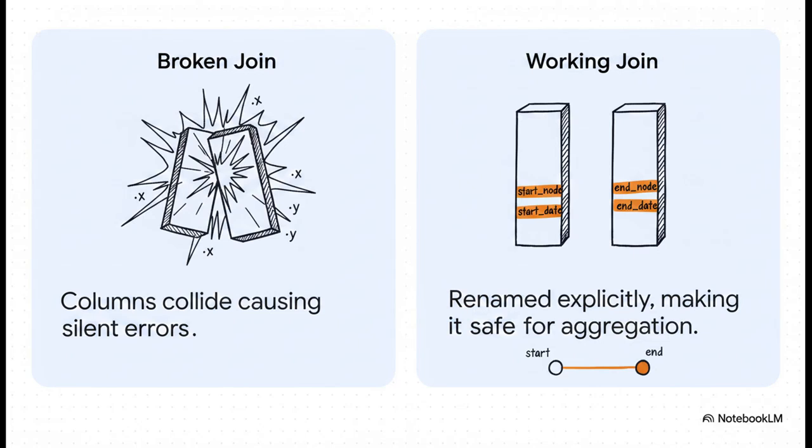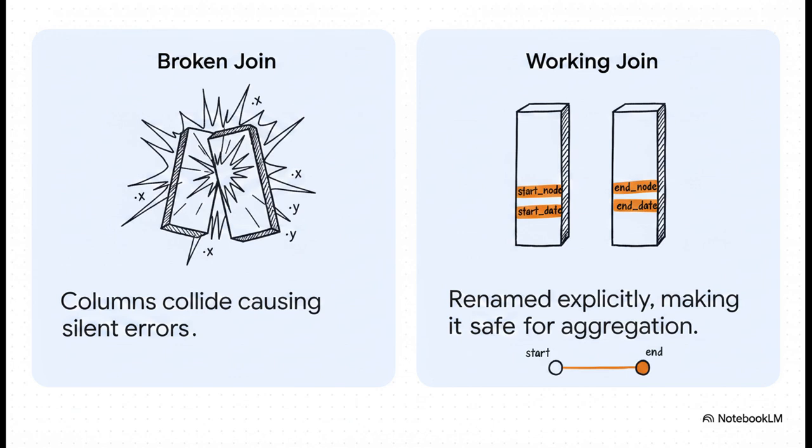But before you write a single line of that code, we need to dismantle one massive misconception. If you join the node table twice without renaming your columns, you get a broken join. The columns collide. R or Python will automatically force a lazy rename to something completely unhelpful, like MageBlack.x and MageBlack.y. That leads to devastating, silent errors downstream. You might think you're analyzing destination demographics, but you're actually aggregating the origin. The working join shows the fix, explicitly renaming these columns to start black and end black immediately after the merge.